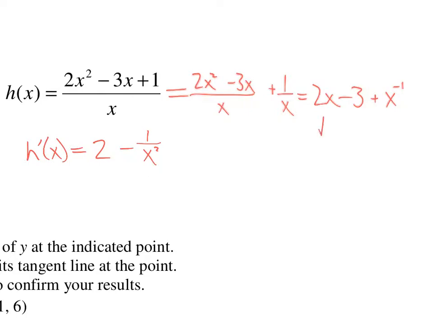When you take the derivative of 2x, it's 2. The derivative of a minus 3 is 0, because that's just a constant. And then the derivative here, we would bring the negative 1 out in front, and it's x to the negative 2 power. So we translate that into a negative 1 over x squared. Okay? Great job. So do we all understand this part? Is this pretty good?